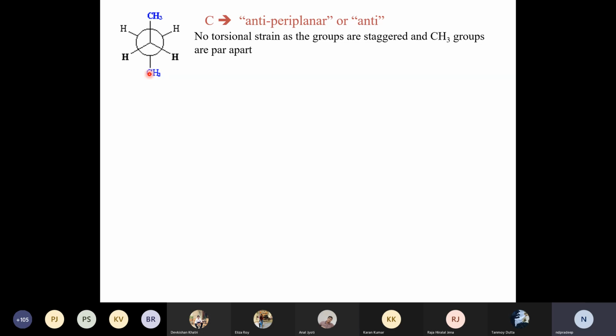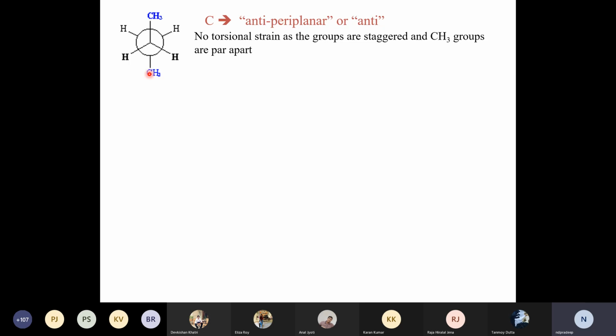Now, what is this first form? We said it is staggered, right? But the best way to call it is anti-periplanar. This is the word people use frequently when we communicate with others. We don't say staggered form. We always say it is anti-butane. When you write a paper, you say it's an anti form. Anti means people know that it's staggered, where the two methyls are apart.